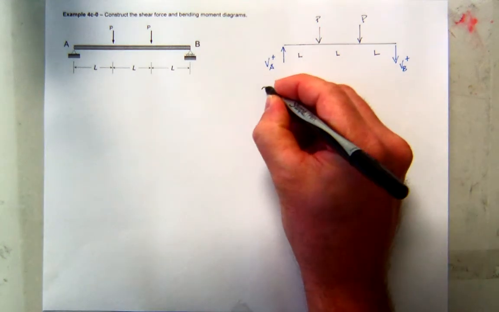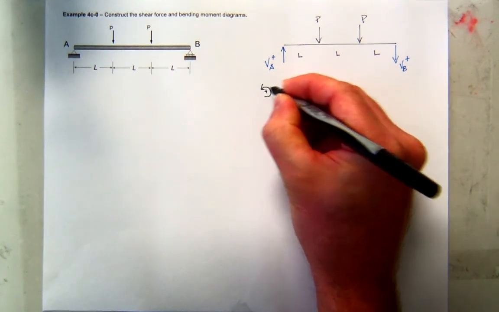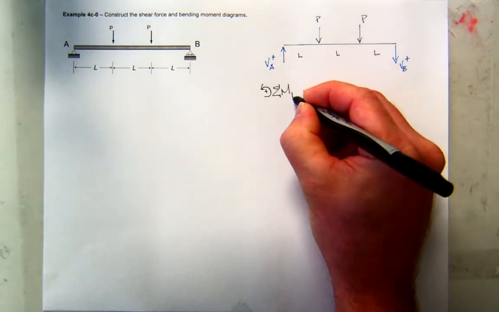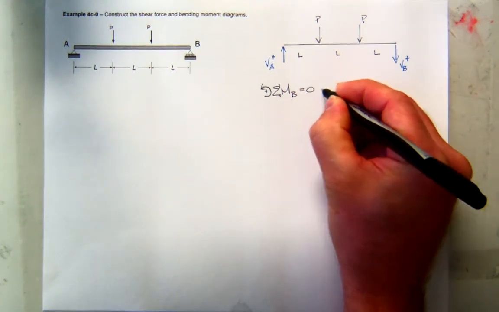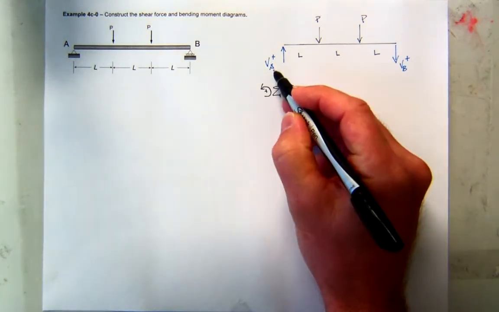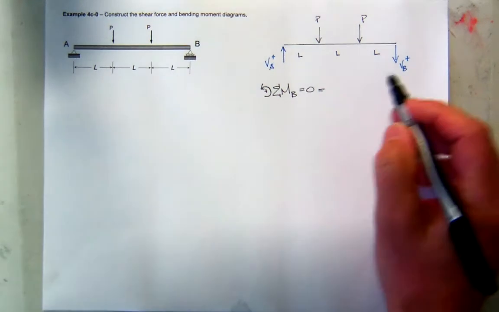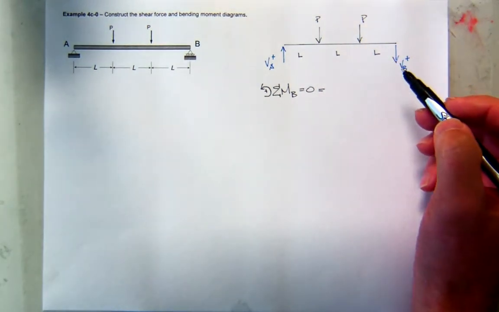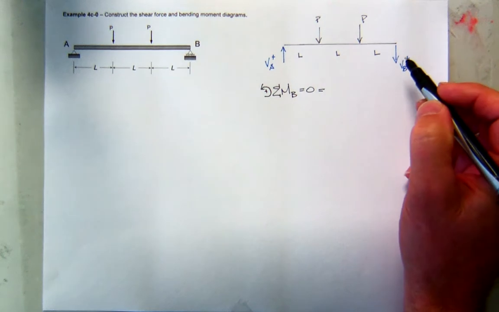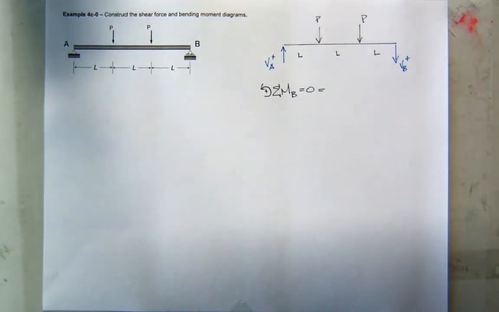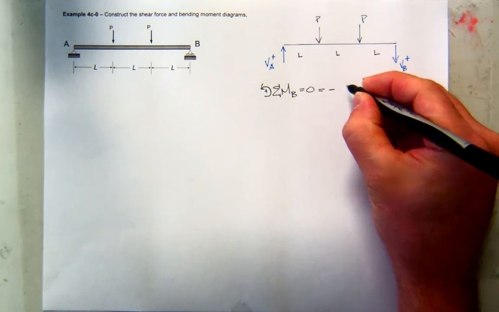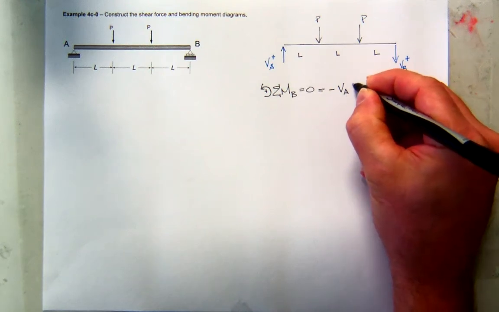Well, I'll sum moments. I think I'll sum moments about B. And I'm going to do that. I should be able to find my shear at A. So about B, both my loads are creating what kind of moment? It's like positive. And my shear at A is going to create negative moment. So I'll have a negative moment for the shear force at A.